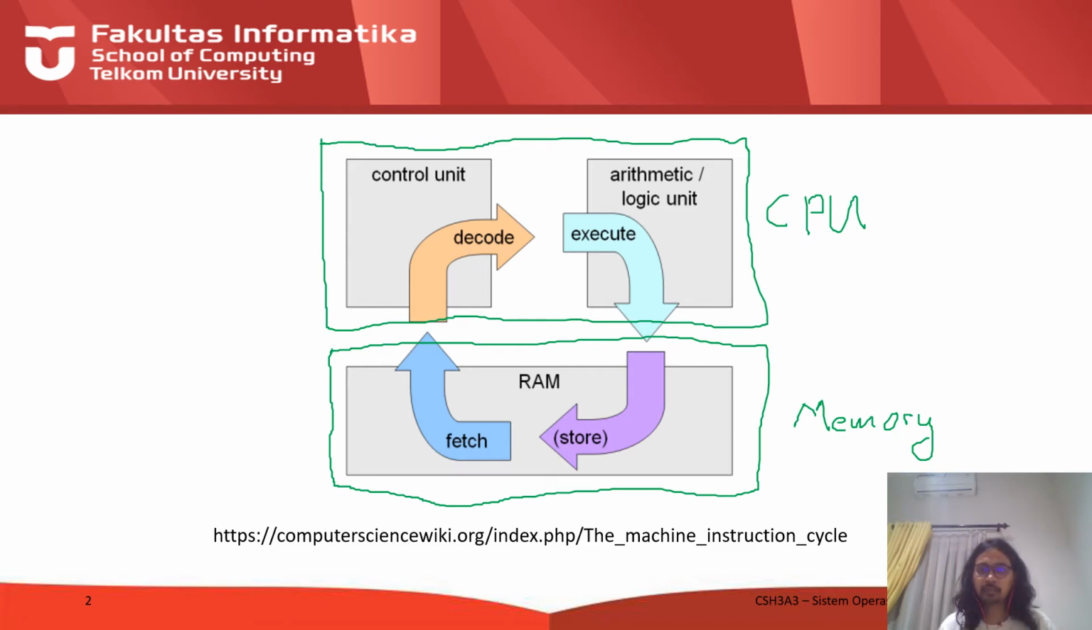There are four main processes, or it can also be only three. This is the first process, fetch. This is the second process, decode. This is the third process, execute. And the last one is store. It can also be only 1, 2, and 3. Fetch means take the data from memory.